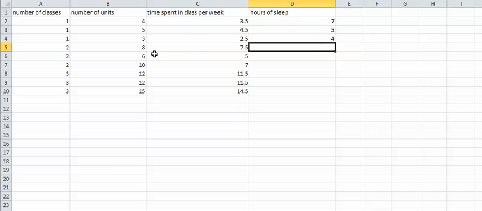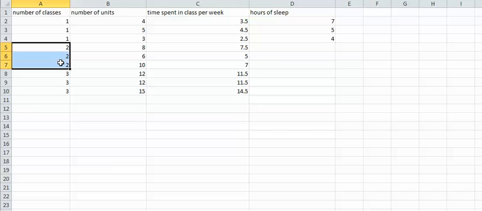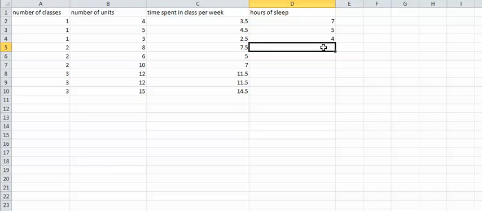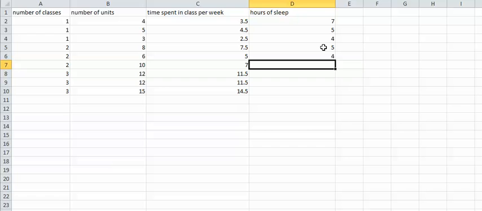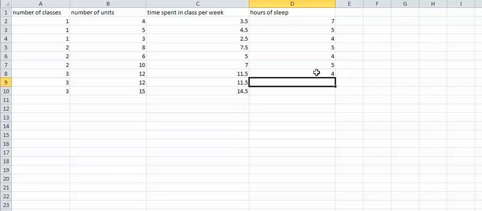But it might be that these people who are taking two classes might overall be getting less sleep than these people are. So maybe we have a 5, a 4, and a 5. And these three people should be getting even less sleep overall, maybe. So it could be that these people are 4, 4, and 3, maybe.